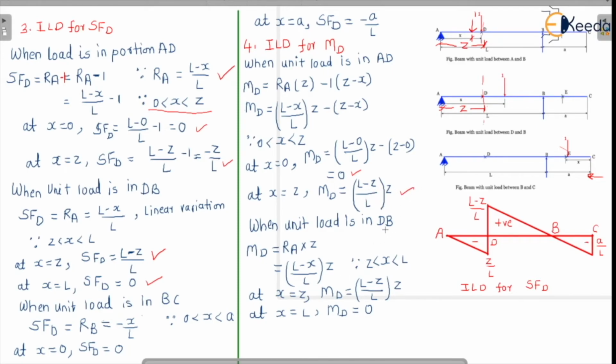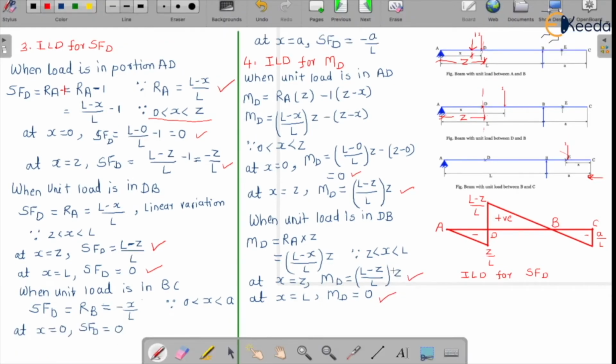Now when the unit load is in DB, that is, in this portion, the moment at this point is nothing but RA into Z. So when the unit load is in this portion, the moment about this point we want is RA into Z. Again substitute the RA value, (L minus X) by L, into Z. When we substitute X equal to Z and L, we arrive at these ordinates.